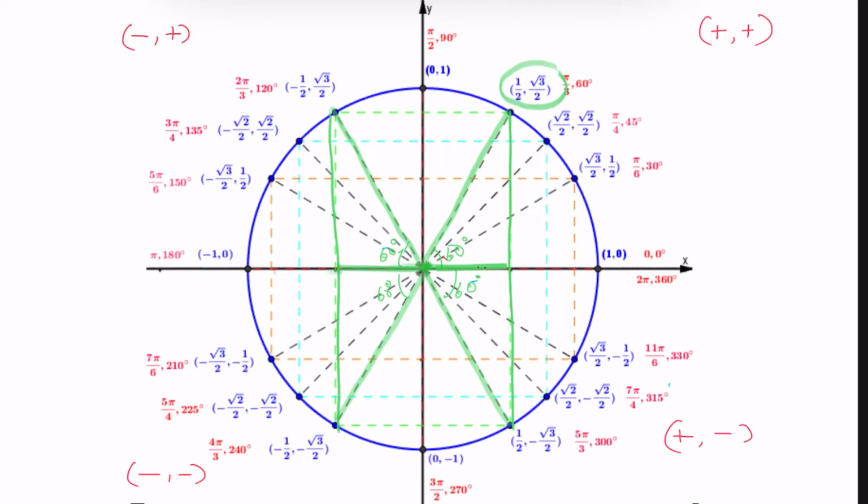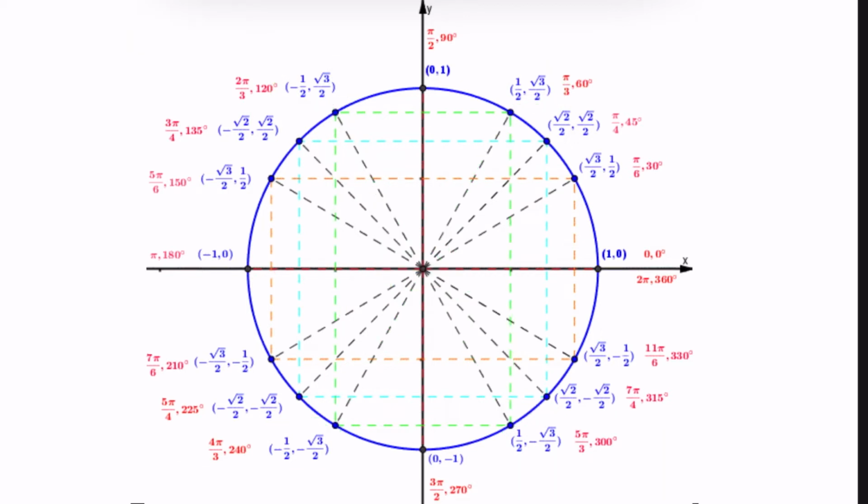Now, cos 60 degrees is positive half and sin 60 degrees is root 3 over 2. And cos 120 degrees is negative half and sin 120 degrees is root 3 over 2. And cos 240 degrees is negative half and sin 240 degrees is negative root 3 over 2. And cos 300 degrees is half and sin 300 degrees is negative root 3 over 2. Already we have seen cos and sin values for the quadrantal angles.